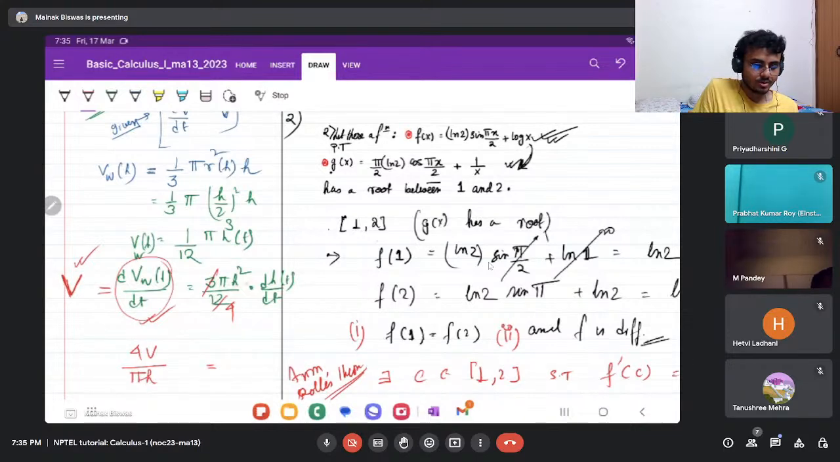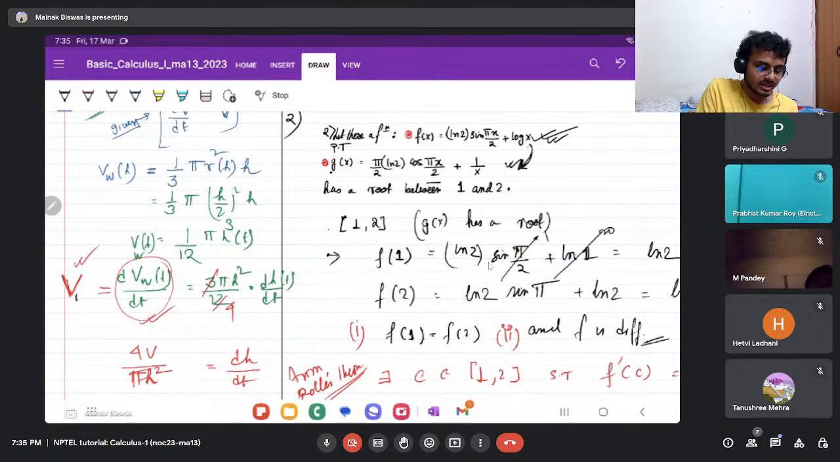So you have 4 by pi h square into dV/dt. Agreed? This is your dh/dt. What is the height increasing as a function of time? Now tell me, if this is dh/dt, what is the unit of this? Inches per minute or feet per minute?